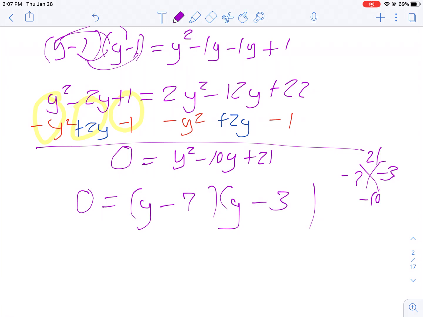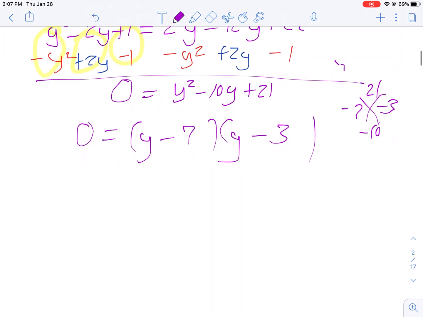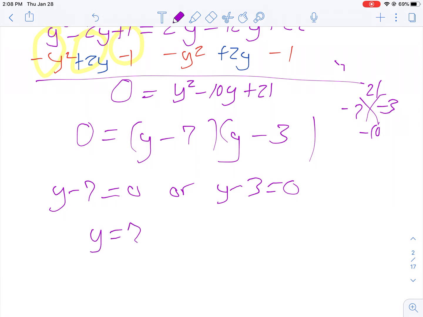Now we use the zero product property. That is, we know these two multiply to 0. That's the reason we liked it. So we say y minus 7 equals 0, or y minus 3 equals 0. What number minus 7 is 0? Well, that would be 7. Or what number minus 3 would be 0? That would be 3. So your answer is y equals 7 or y equals 3.